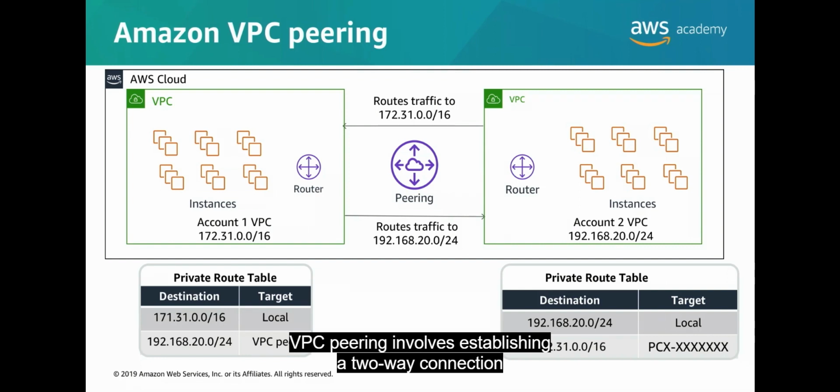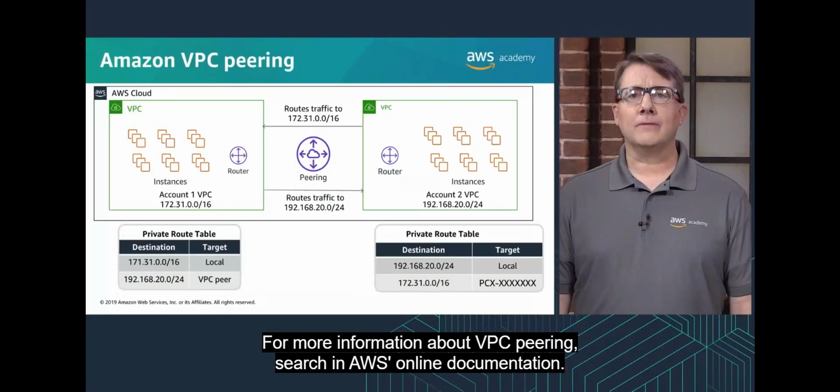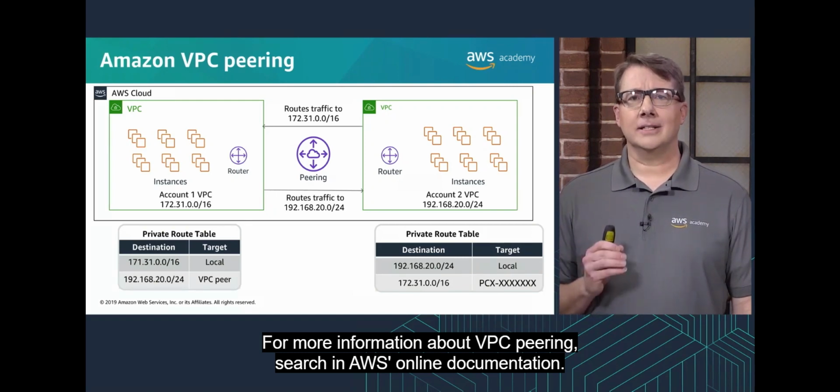VPC peering involves establishing a two-way connection that must be initialized and accepted by both parties. In addition, the owners of both VPCs must establish routes that allow traffic to be sent between the networks. The two networks must not have overlapping address spaces. For more information about VPC peering, search in AWS's online documentation.